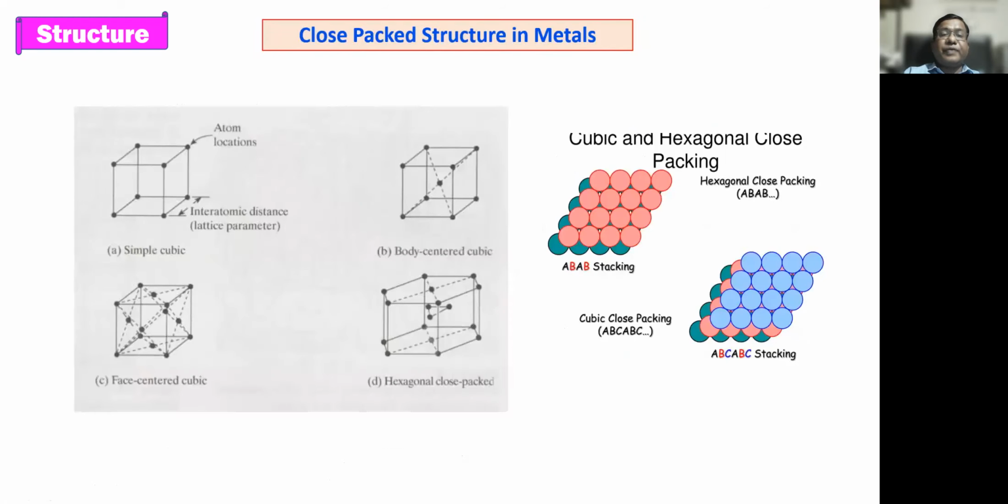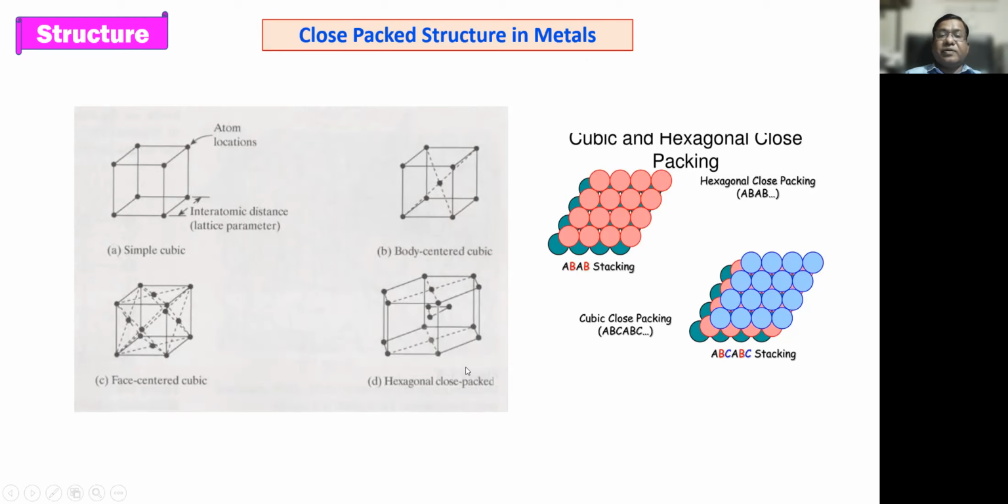Then coming back to metals, metals have these three types of close packed structures: simple cubic, face centered cubic, body centered cubic, and hexagonal. So this is simple cubic. If an extra atom is sitting at the face, that will be FCC, face centered cubic, and if one atom is sitting inside the cube, then that is body centered cubic.